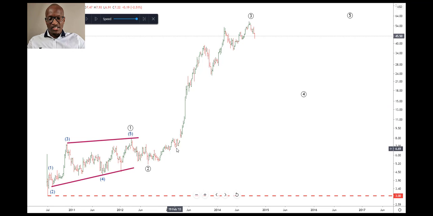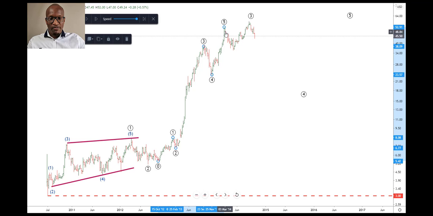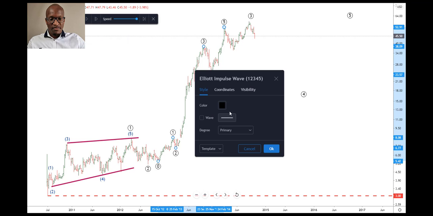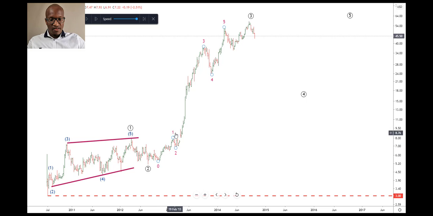And like I mentioned earlier, irrespective of what degree this wave is, we can see this is a very, very powerful move. So this will be a wave 3 of whatever degree. So if that is to be wave 3, we can label this as wave 1, wave 2, wave 3, wave 4, wave 5. Like that.